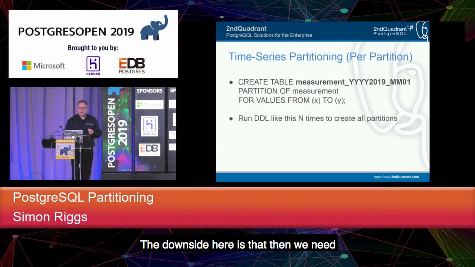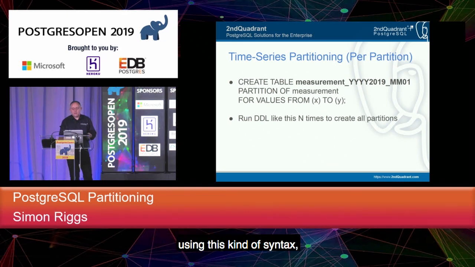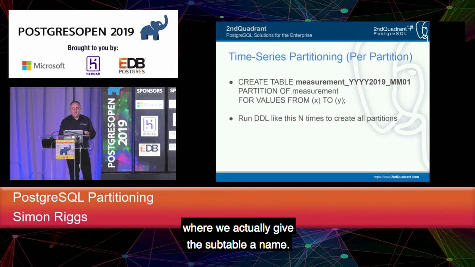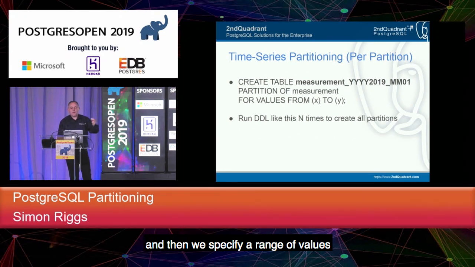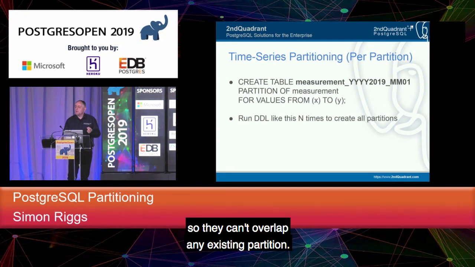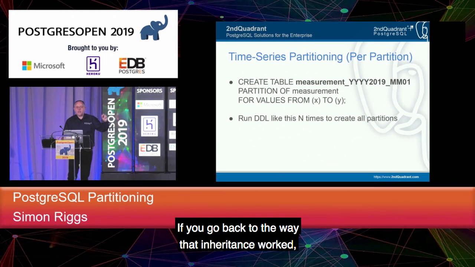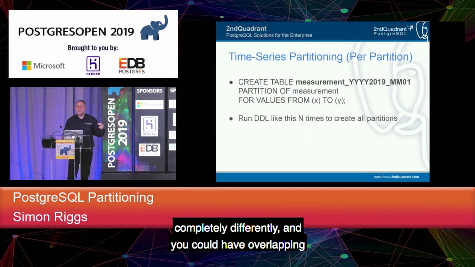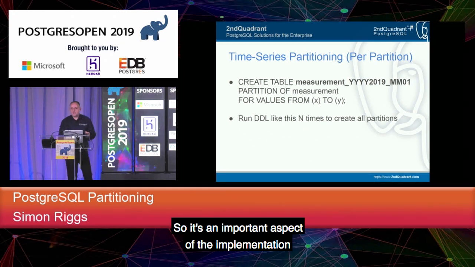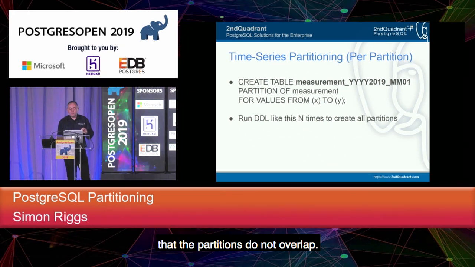The downside here is that we then need to create multiple subtables using this kind of syntax, where we give the subtable a name. We mention that it's a partition of measurement, and then we specify a range of values that are known as the partition bounds. So we're saying from X to Y. Now, if it isn't clear already, the partition bounds must be unique, so they can't overlap any existing partition. So by definition, there's no overlap. If you go back to the way that inheritance worked, inheritance and constraint exclusion work completely differently, and you could have overlapping bounds on your tables, which was quite confusing. So it's an important aspect of the implementation that the partitions do not overlap.